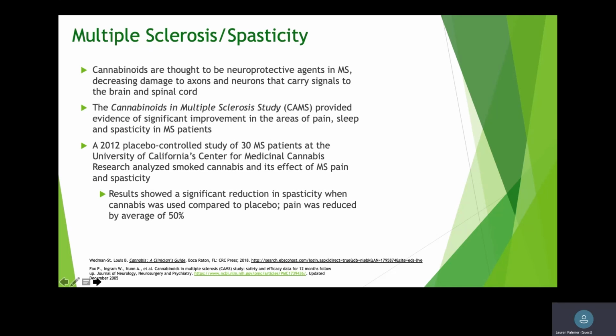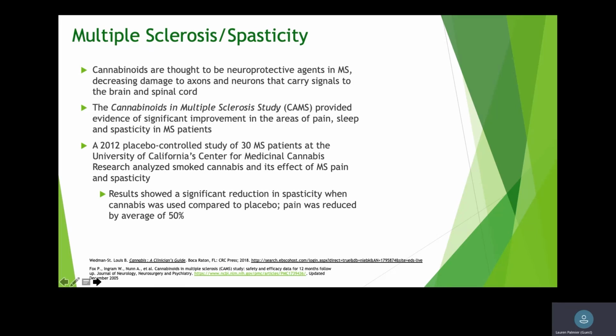So, looking at multiple sclerosis and spasticity, cannabinoids are thought to be neuroprotective agents in MS, so potential for decreasing damage to axons and neurons. The cannabinoids in multiple sclerosis study, also known as the CAMS study, provided evidence of significant improvement in the areas of pain, sleep, and spasticity in MS patients.